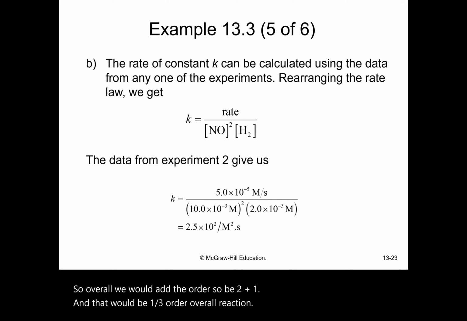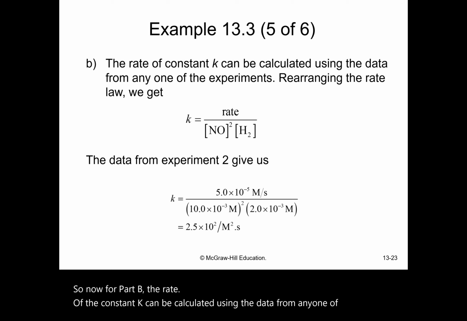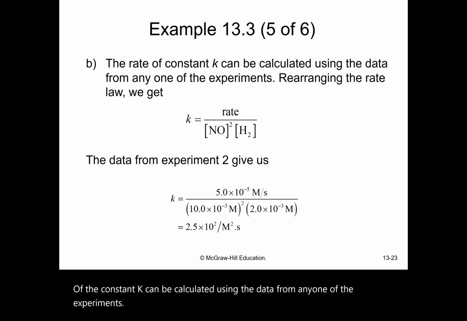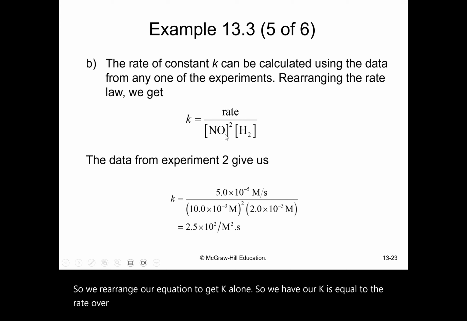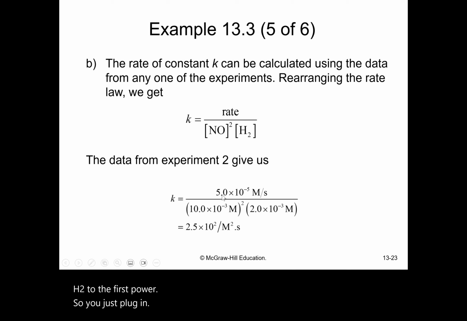So now for part B, the rate constant K can be calculated using the data from any one of the experiments. So we rearrange our equation to get K alone. So we have K is equal to the rate over the concentration of NO to the second power times the concentration of H2 to the first power. So you just plug in from any of the experiments, right? And you get that K is equal to 2.5 times 10 squared.